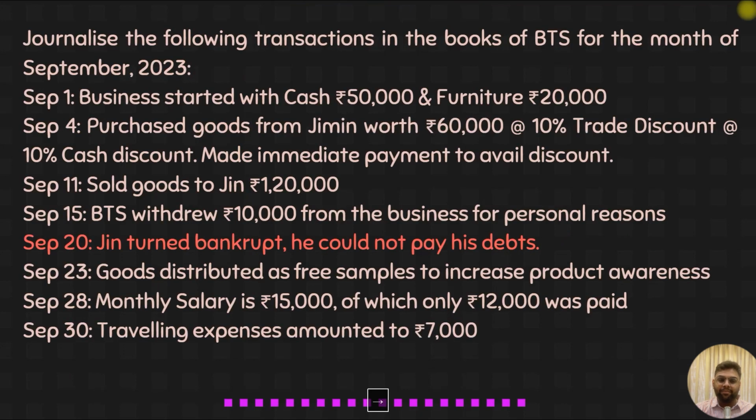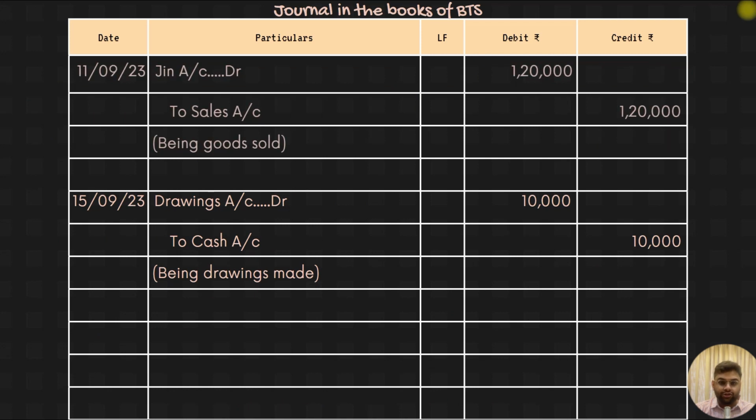Next, September 20. Jin turned bankrupt. He could not pay his debts. First, we need to check how much did Jin owe us. We sold goods to him for 1,20,000. So, he owed us 1,20,000. But now he has become bankrupt, so he will not be able to pay us. That entire 1,20,000 will now become a loss.